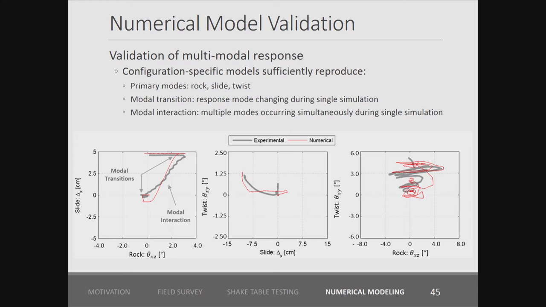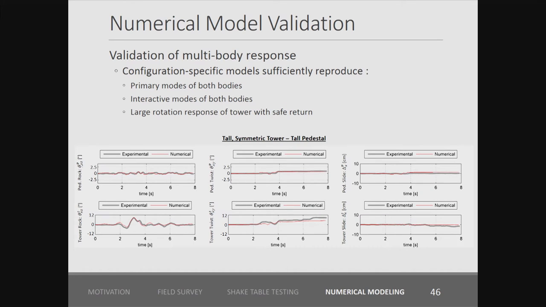However, referring to the leftmost plot for the slide rocking, it can be seen that not only can the model reproduce the interactive modes, but can also sufficiently incorporate modal transitioning, which was again another significant experimental outcome, where both the experimental body and the numerical model, as shown here, initiates into a rocking mode, transitions into the simultaneous slide rocking mode, and then ultimately transitions back into a purely rocking mode.